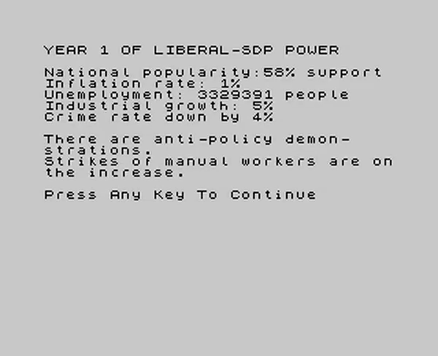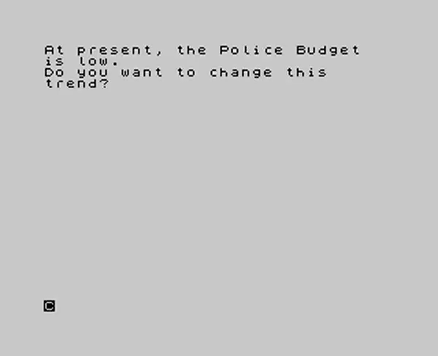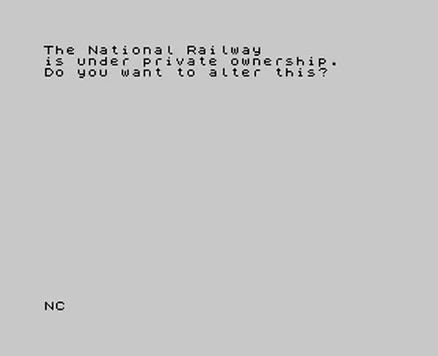We're going for middle of the road policies. Hopefully won't upset too many people. 58% support, 1% inflation, 3 million unemployment, industrial growth, crime is down, the middle classes don't like me, and the workers aren't very chuffed. So let's keep the police budget low because crime is down. Let's keep defence low. Let's keep taxes low. Industrial subsidies low. Health is low. Education is low. Average salary is low. Let's just keep everything as it is for the first year and see what we get out of it.